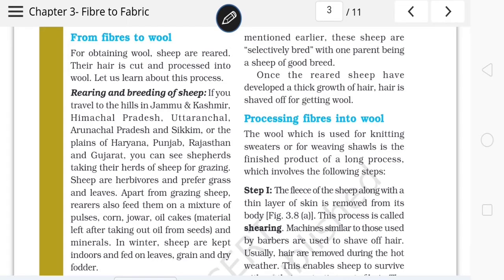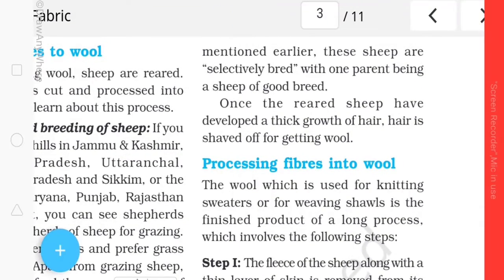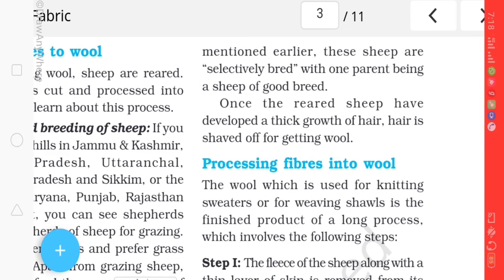Now as mentioned earlier, these sheep are selectively bred. Yes, we have already discussed what is selective breeding. So we are getting good quality wool because those are selectively bred, with one parent being a sheep of good breed. Now what we do during selective breeding, we choose the parents, and what type of parents are chosen? Parents which have good quality. So those parents will be chosen and they will be allowed to breed among themselves.